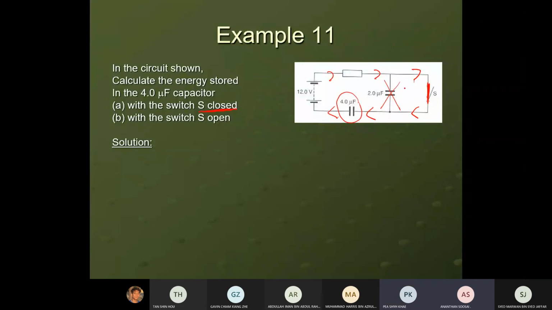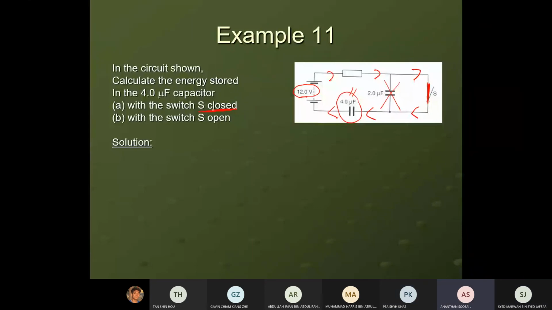So the 4 microfarad, when completely charged, what is the maximum voltage you're going to utilize? You take the entire 12 volt, right? Because the 2 microfarad is not in the circuit anymore because you have a short circuit. So current won't flow through the 2 microfarad. So the total capacitance of the circuit is only 4 microfarad.